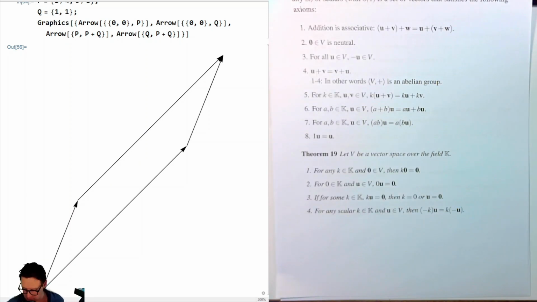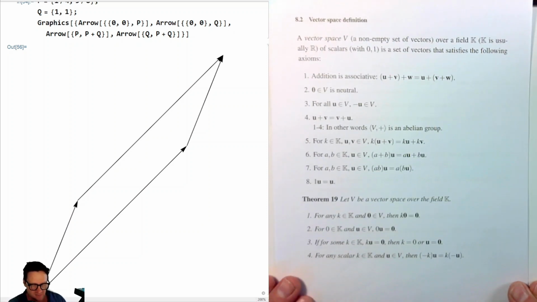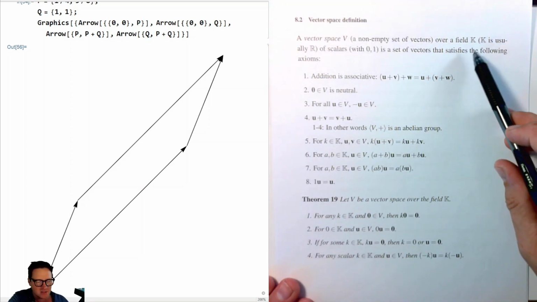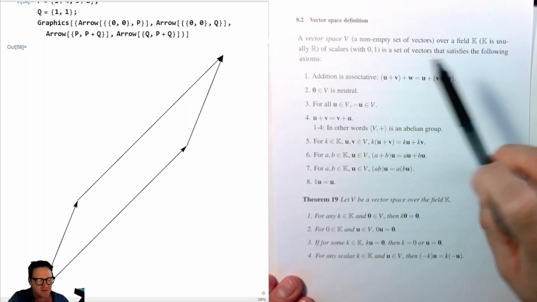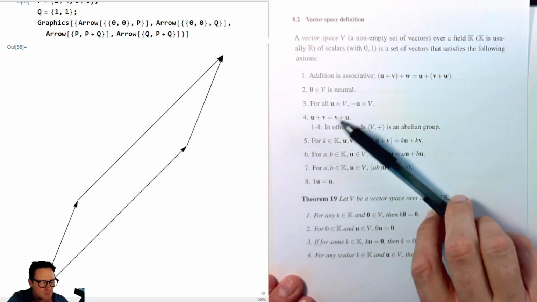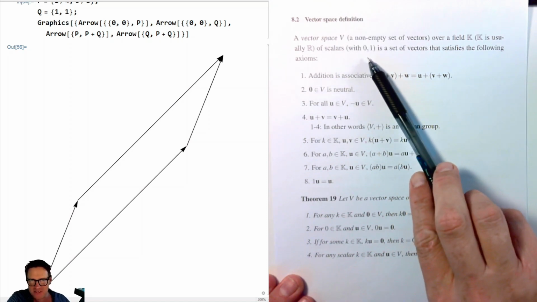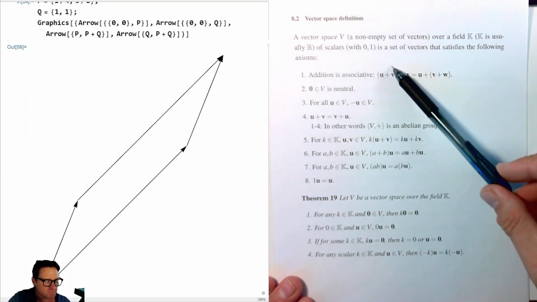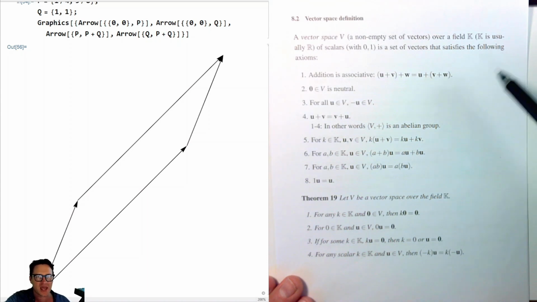Where we have the definition of a vector space. A vector space V is a non-empty set of vectors over a field K. Now that is double struck to suggest that I'm talking about a field. It's usually the set of real numbers when we're talking about relatively elementary vector spaces. Now that field of scalars needs to have the numbers 0 and 1 in that field. Okay, so this vector space is a set of vectors that satisfies the following axioms.